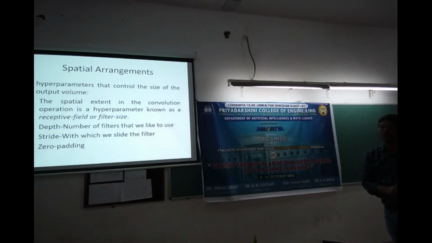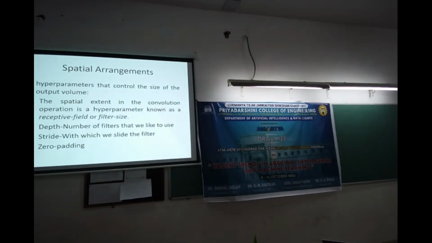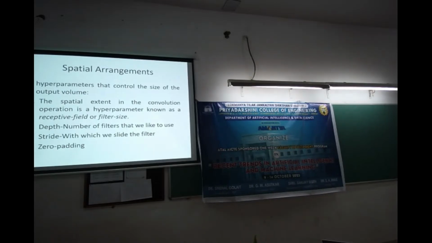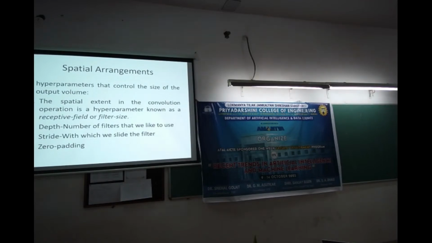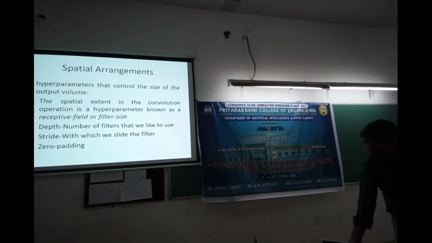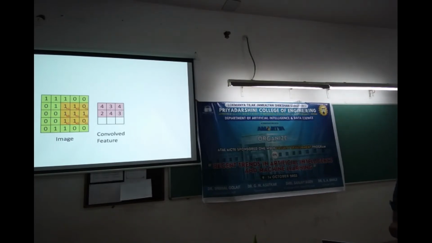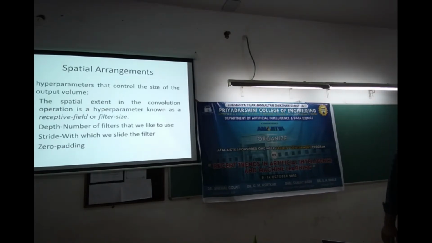Spatial arrangement. What could be the dimension of the output volume? So it depends on 4 things. The very first one is the spatial extent. What is the filter size? Whether it is 3 cross 3, whether it is 5 cross 5, 4 cross 4. This is the first thing. Second thing, depth. How many filters we are applying? In the previous animation, we are applying a single filter. Okay. So we may apply multiple filters also.